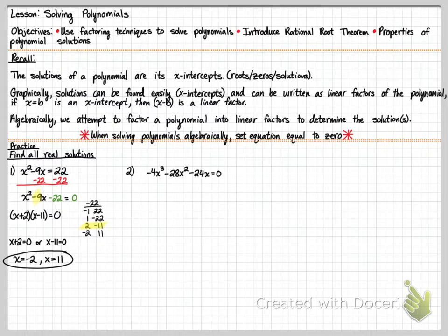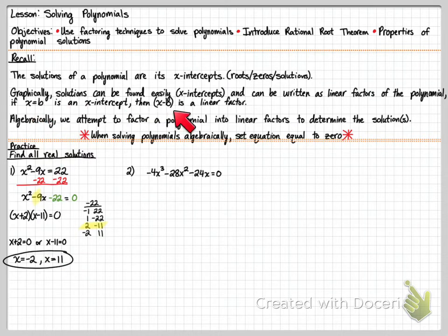And then we're going to solve, and when we subtract 2, we get negative 2. When we add 11, we get positive 11. Now, these are called the x-intercepts, right? That's what we just found. The solutions of a polynomial are its x-intercepts, or roots, zeros, solutions. Okay, all of those can be said about x equals negative 2 and x equals 11.